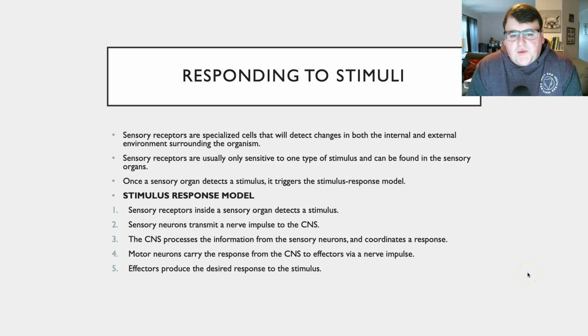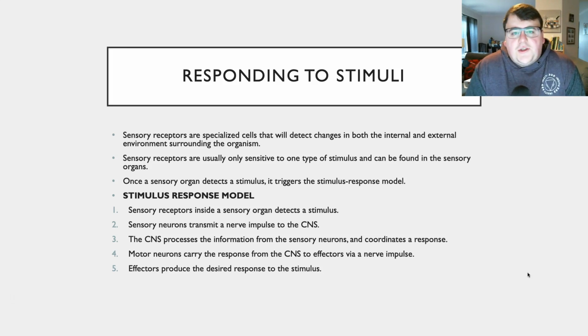Inside the nerve, we have a nerve fiber, and inside the nerve fiber, lots of little axons from motor and sensory neurons. What about responding to a stimulus, though? Obviously, we've got these nerves. How do they work? It all starts with your sensory receptors, which are specialized cells that detect changes in either the internal or the external environment, maybe both, that our organism is exposed to.